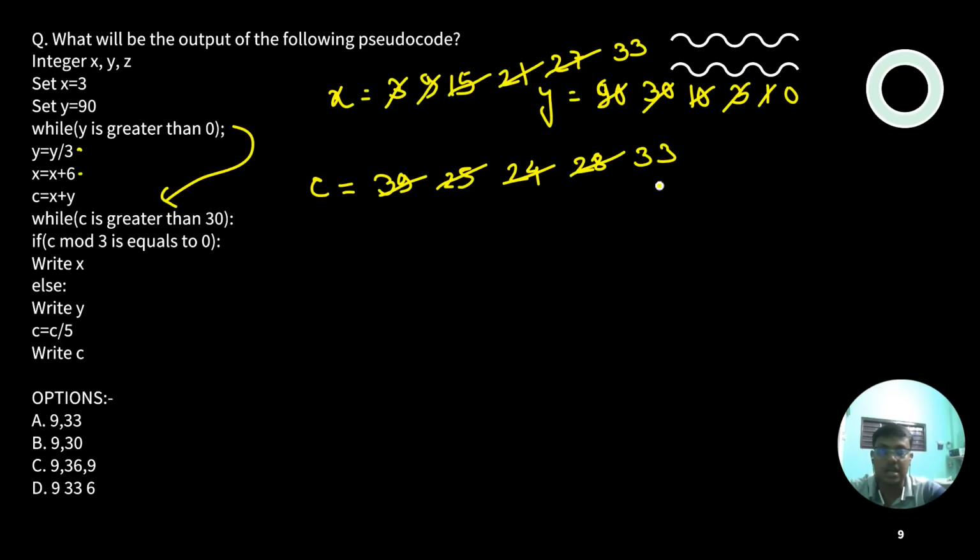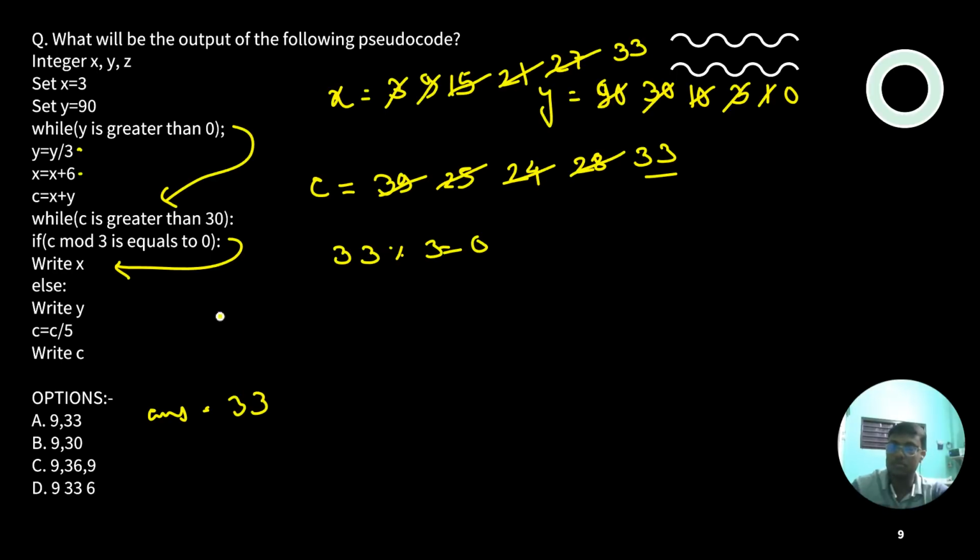Now we check, is C greater than 30? Yes, C is greater than 30. So if C mod 3 is equal to 0, so 33 mod 3 is equal to 0. Hence this condition is satisfied. We print X first. So X's value would be 33. Now after this, we have the else portion, and then C equals C by 5. So 33 by 5, that would be equal to 6.